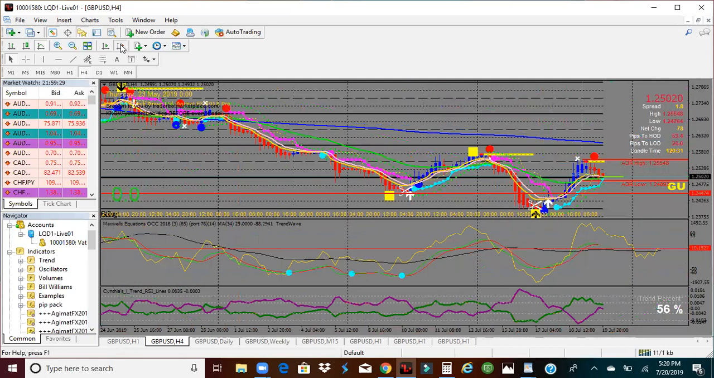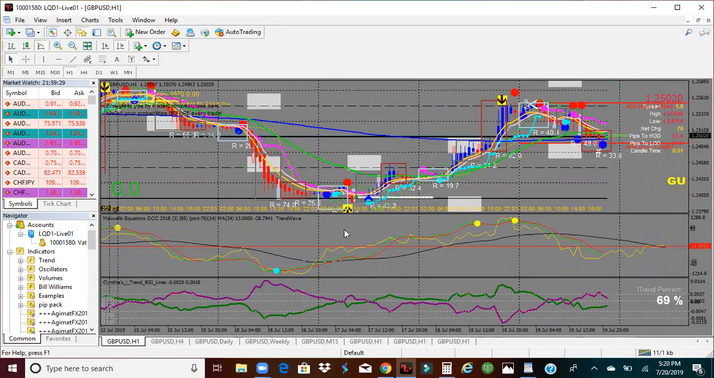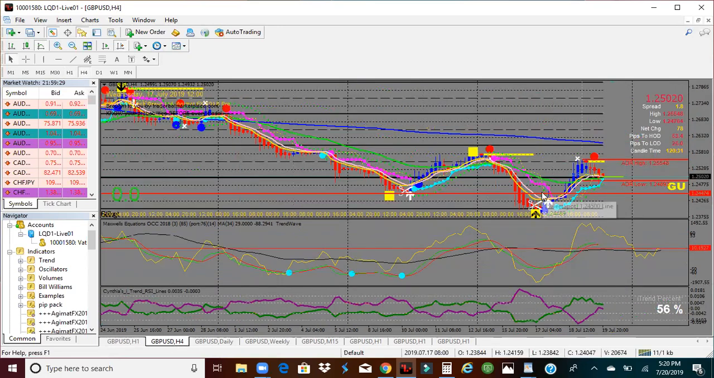Okay, so now we're back at the 4-hour chart, and we see that the overall trend is a buy. We go back to the 1-hour chart. The overall trend is still a buy, but if you look right here at the top right, it's showing a sell signal. Well, this signal here is the same exact signal that you see on the 4-hour right here. This is that signal right here.